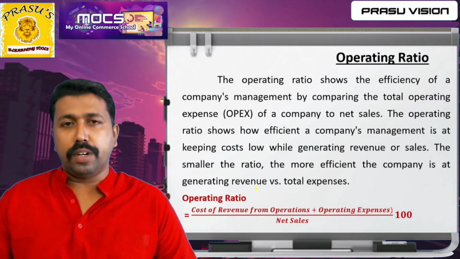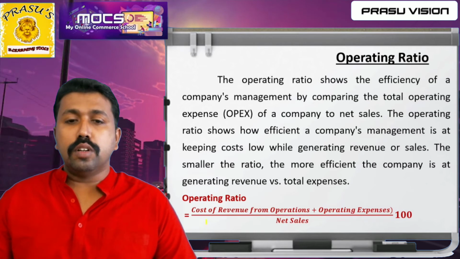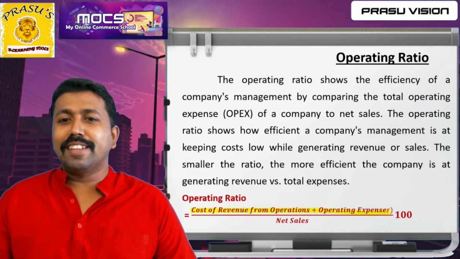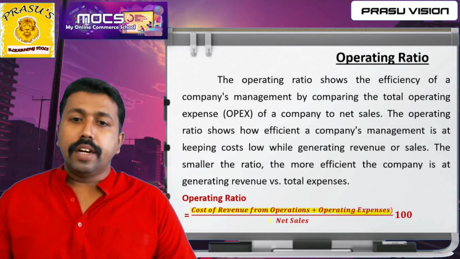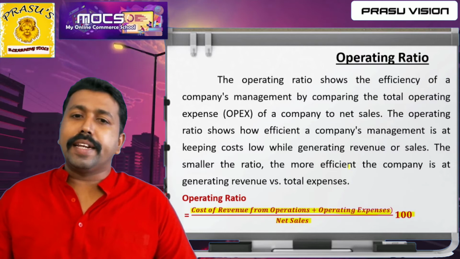And if the ratio is very small, the more efficient the company is, and they are able to generate more. We can use the equation: operating ratio is equal to cost of revenue from operation plus operating expenses, divided by net sales, into 100. That is the equation we can use for the calculation of operating ratio.